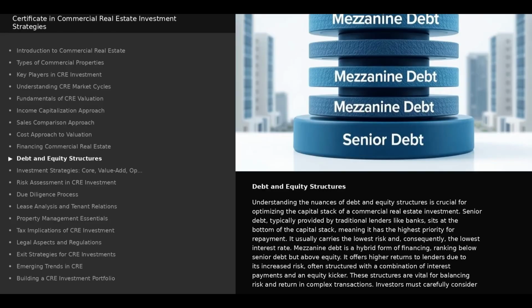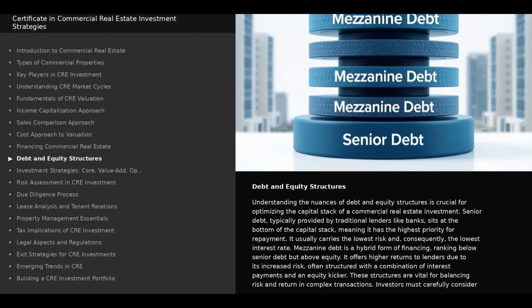Debt and equity structures. Understanding the nuances of debt and equity structures is crucial for optimizing the capital stack of a commercial real estate investment. Senior debt, typically provided by traditional lenders like banks, sits at the bottom of the capital stack, meaning it has the highest priority for repayment. It usually carries the lowest risk and, consequently, the lowest interest rate.